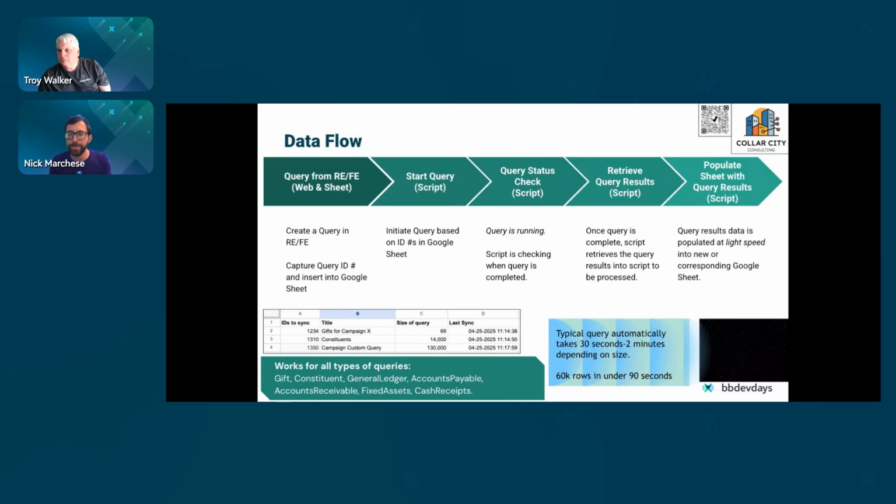Typically, a query automatically takes 30 seconds to 2 minutes, depending on the size. I ran something yesterday that had 60,000 rows in under 90 seconds. I ran it again this morning, and it was more like 40 seconds. So it really is much, much faster than how advanced lists are working.